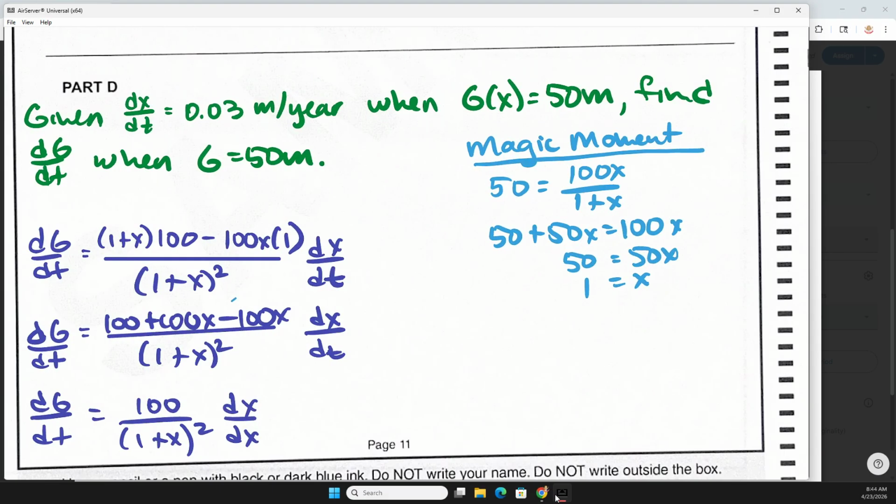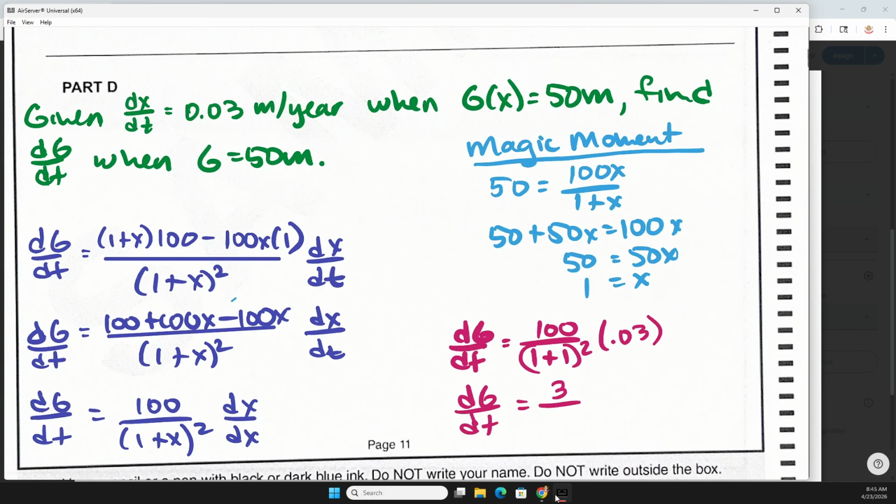And so I'm ready to plug everything in and find dg over dt. So I am going to put 1 in for x. And I'm going to put 0.3 in for dx dt. Okay, and then when I multiply 100 by 0.03, that decimal gets moved 2 places over, and that's just going to be 3. And then 1 plus 1 is 2, and 2 squared is 4.